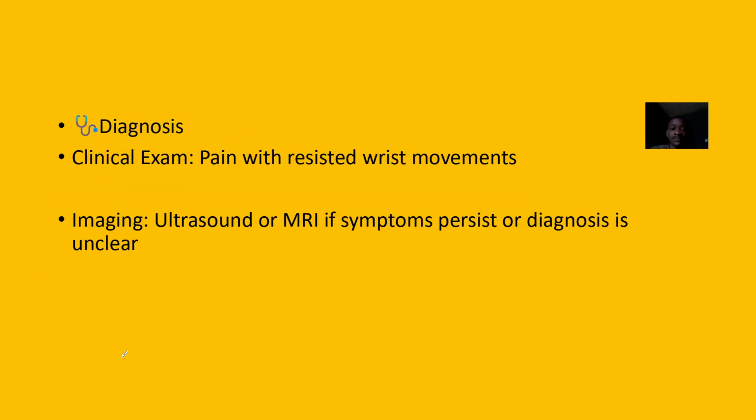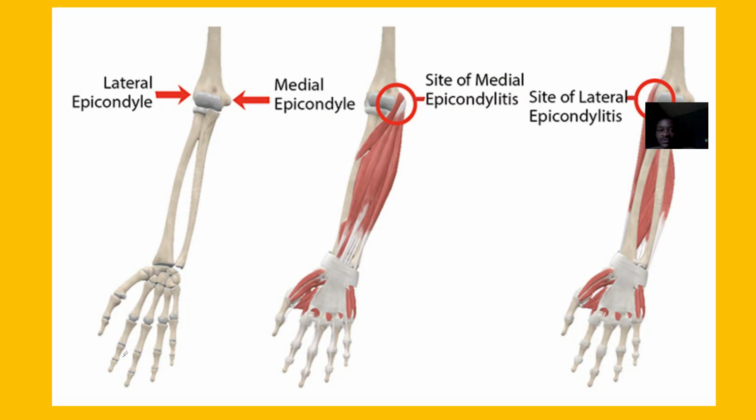You understand? So diagnosis is just clinical examination. You're just trying to look at the places where the pain is. They can do imaging if, from what you observe, you still don't have a clear picture. So, lateral epicondylitis, medial epicondylitis.